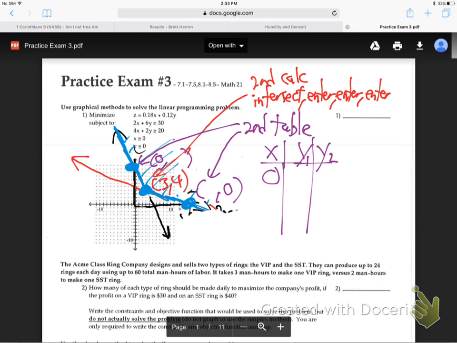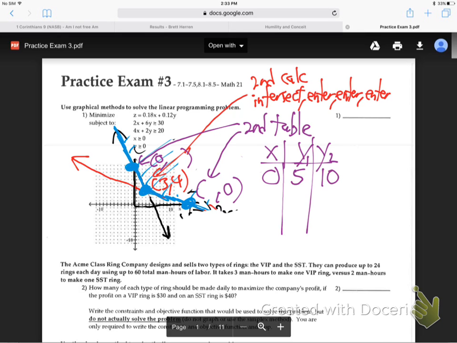Was Y1 my black one? Or my red one was first, huh? So yeah, X is 0, 5. So Y1 is 5. And Y2 should be 10, yeah.